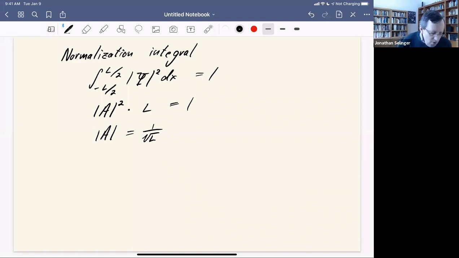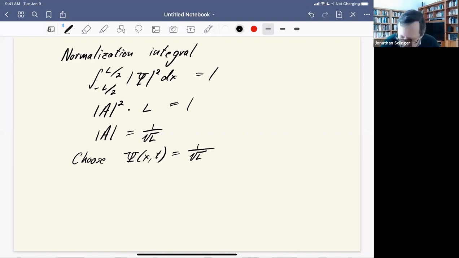Okay, so we could choose to say psi of x and t is 1 over the square root of this artificial system size times e to the i kx times e to the minus i E t over h bar, like that.